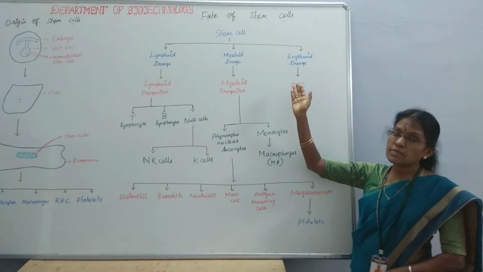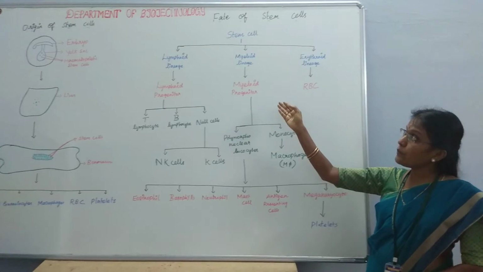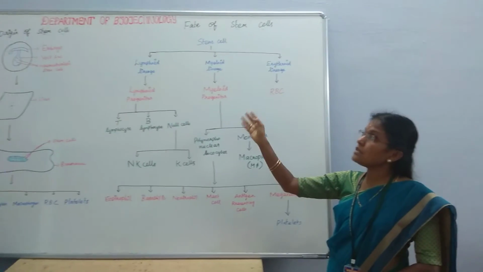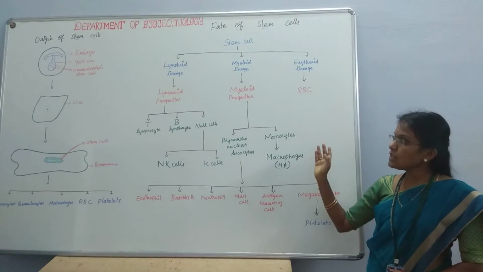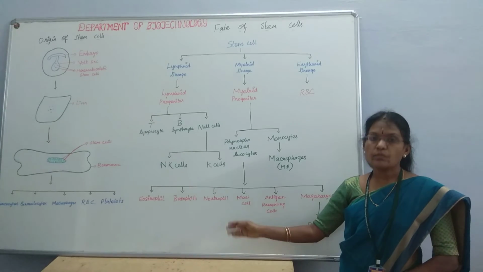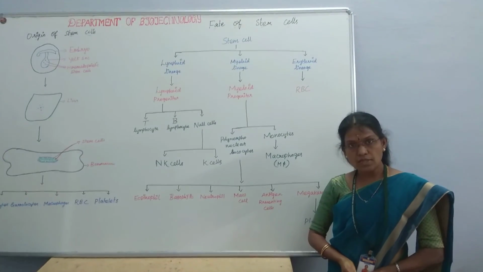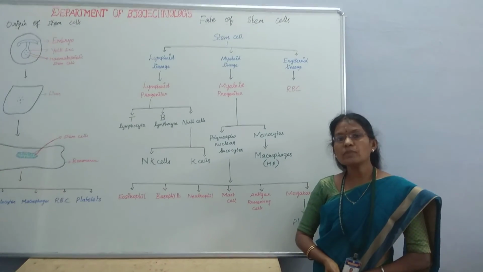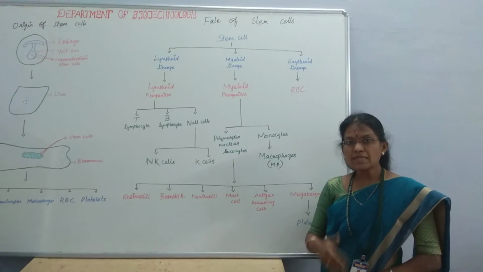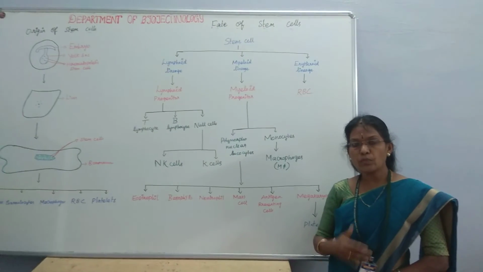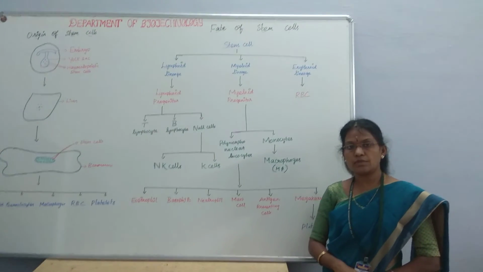So the stem cell, which is a pluripotent and totipotent cell, is able to form all the different types of cells, and our body is able to sustain, renovate and form new cells by the presence of these stem cells, which are pluripotent and totipotent.